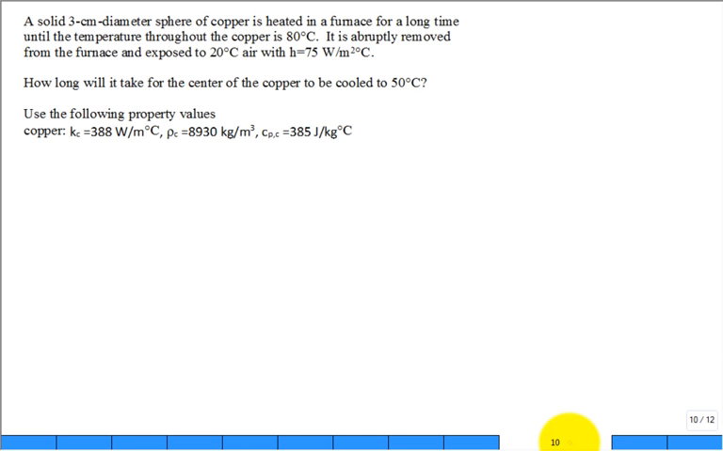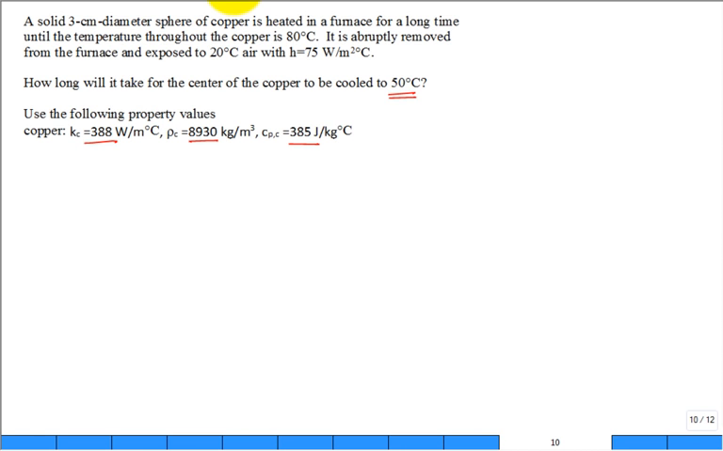Well, I have 4 minutes, so let's see what we can do on this problem in 4 minutes. You have a solid 3 centimeter diameter sphere of copper. Copper has a great thermal conductivity, a pretty high density, and a pretty good specific heat. It's in a furnace for a long time until the temperature throughout the copper is all 80 degrees C. You then abruptly remove it and expose it to 20 degrees C air, with a convection coefficient of 75 watts per meter squared degree C.